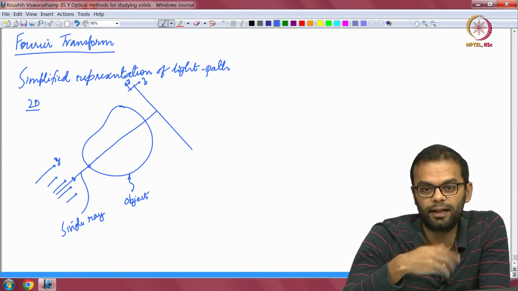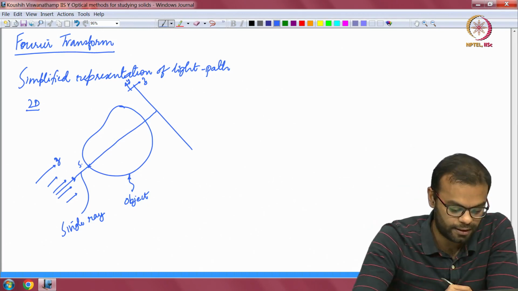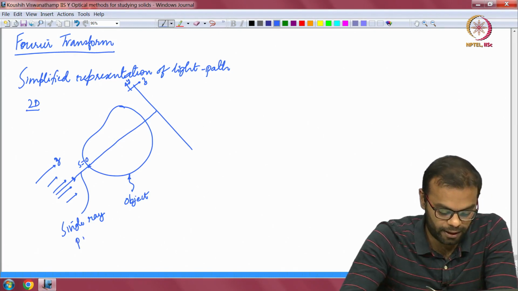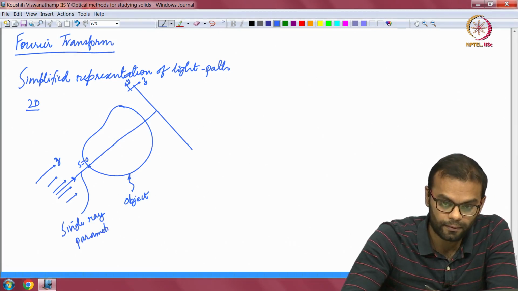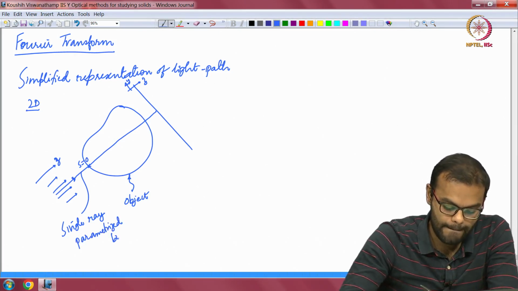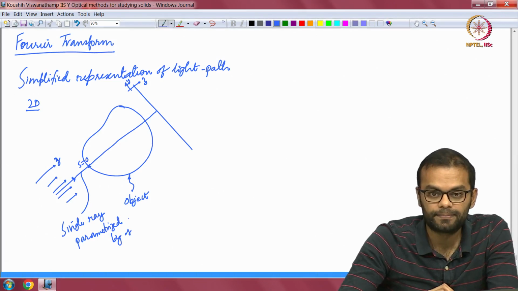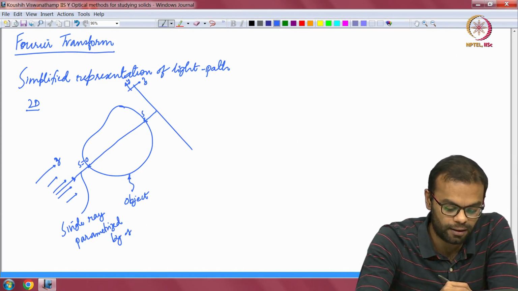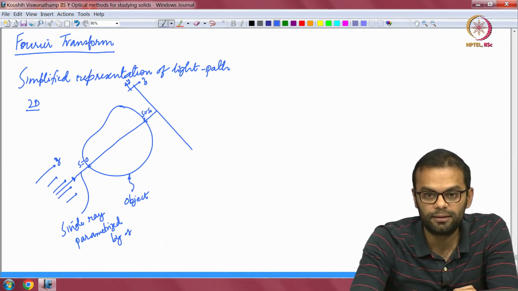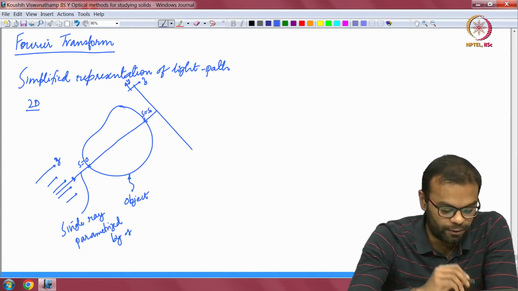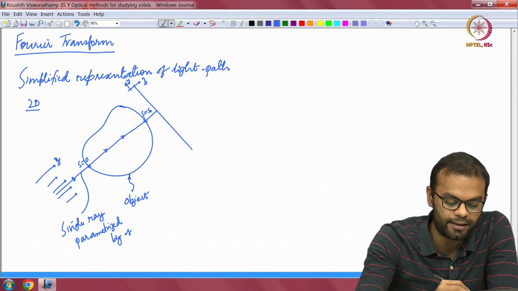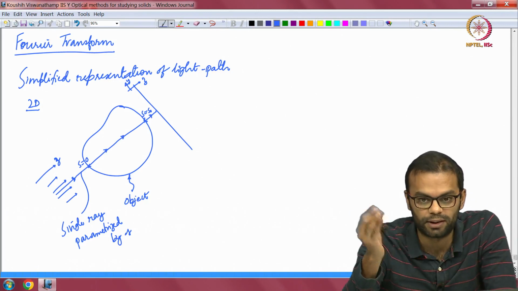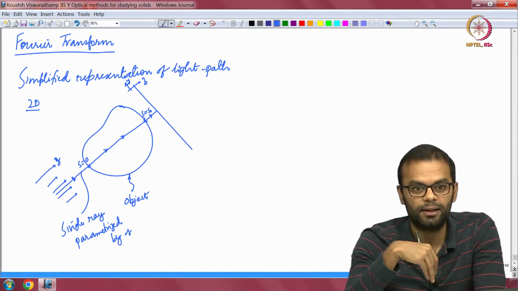Let us take the point at which it enters the object as S equal to 0. We are going to parameterize this ray by S. So it enters the object at S equal to 0 and then it leaves the object at S equal to S naught. And we are basically interested in how the intensity of the light ray changes as it goes from S equal to 0 to S equal to S naught. That is basically what we are interested in.